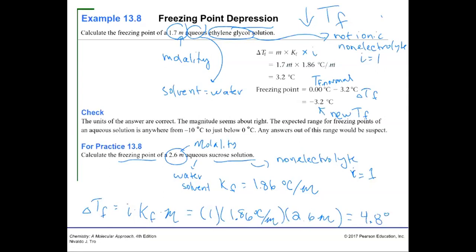degrees Celsius. But we're trying to find the actual freezing point. So our Tf new is going to be our normal freezing point for water, which is 0 degrees Celsius, minus our delta T, because adding solute makes our freezing point go down. So that's why we're subtracting. So it'd be negative 4.8 degrees Celsius.